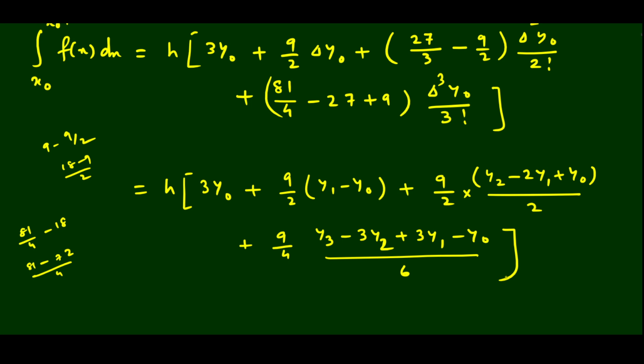If we simplify, you'll get like this. The first term is 3y0. Then the next is 9 by 2 times y1 minus y0. Then 9 by 2 times y2 minus 2y1 plus y0. And the last term is 9 by 4 times y3 minus 3y2 plus 3y1 minus y0, divided by 6.